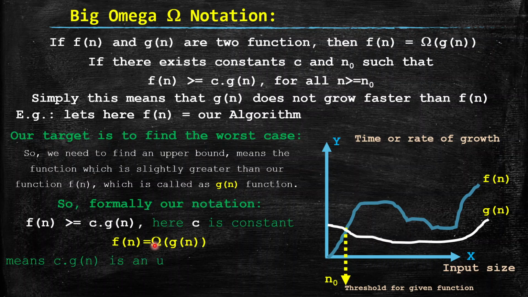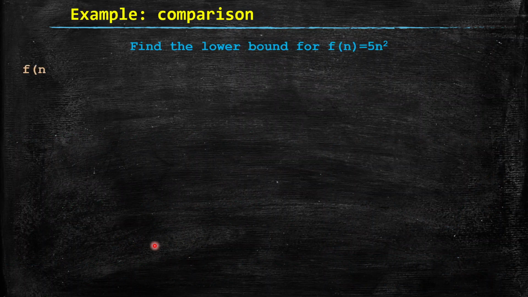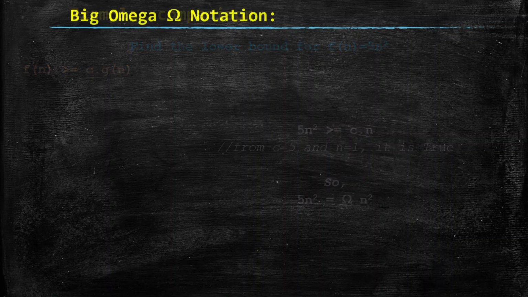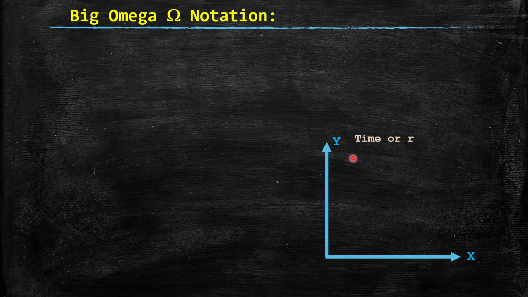Let's also go through this mathematically, I think it will be clearer. According to our definition, fn is always greater than c gn, because this is the least time taken, or the lower bound we can also say. Suppose here is 5 n square, which is greater than cn. If you take c equal to 5 and n equal to 1, then it's true that we can find this big omega. So please calculate with this.